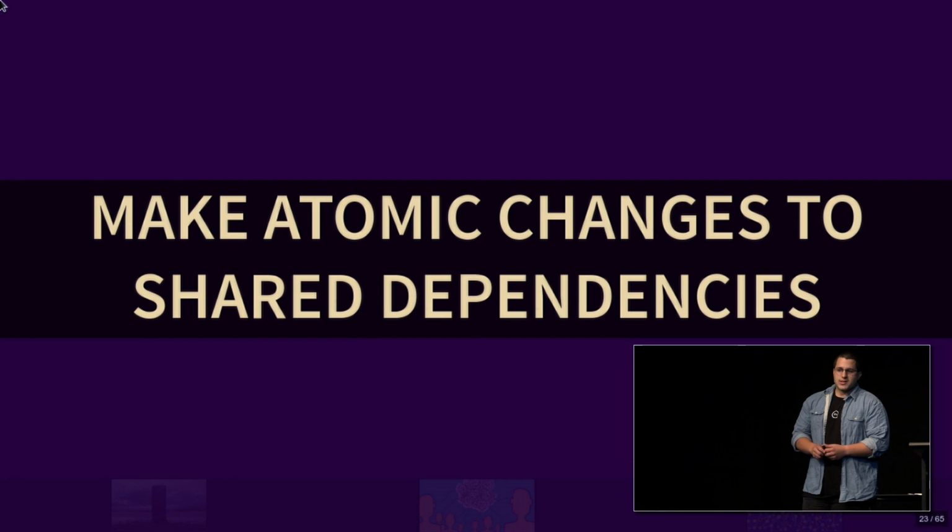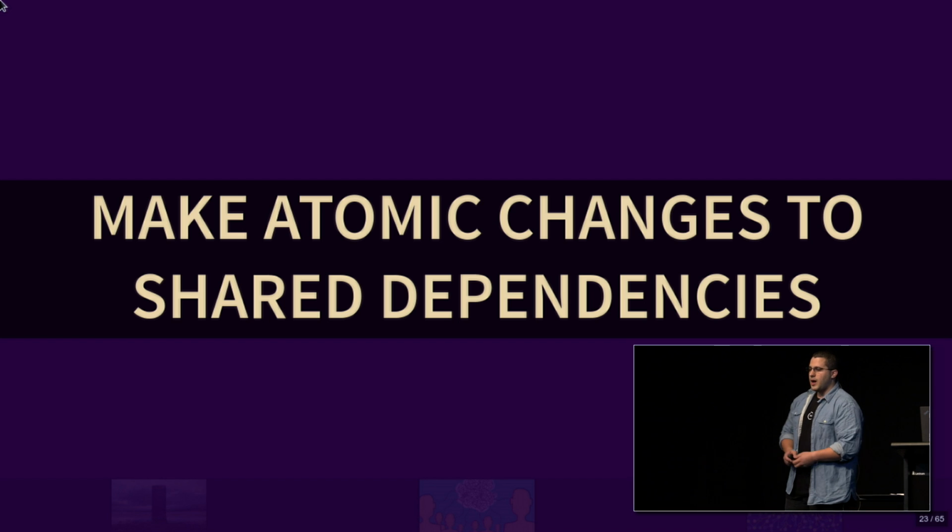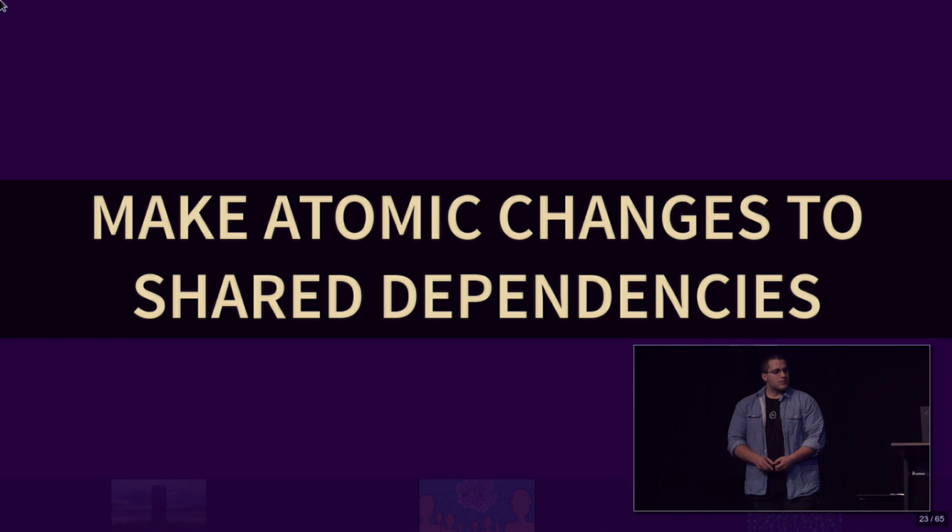The final thing that I'm going to discuss in the context of these three repository patterns is the idea of making atomic changes to shared dependencies. So what we're going to look at with this one is, when I have to make a change to something in my ecosystem, how do I roll that change out through all of my projects?